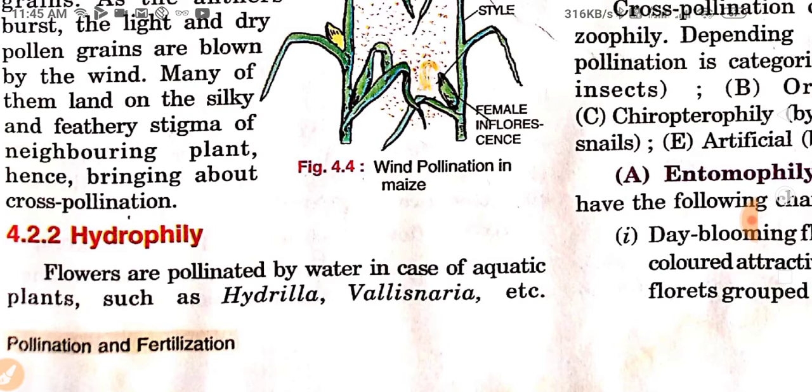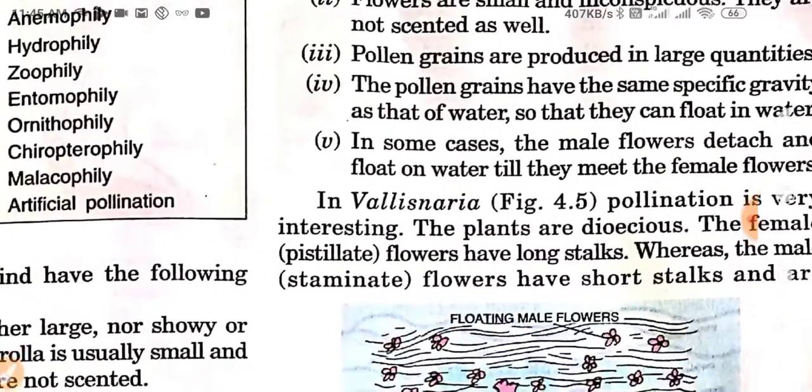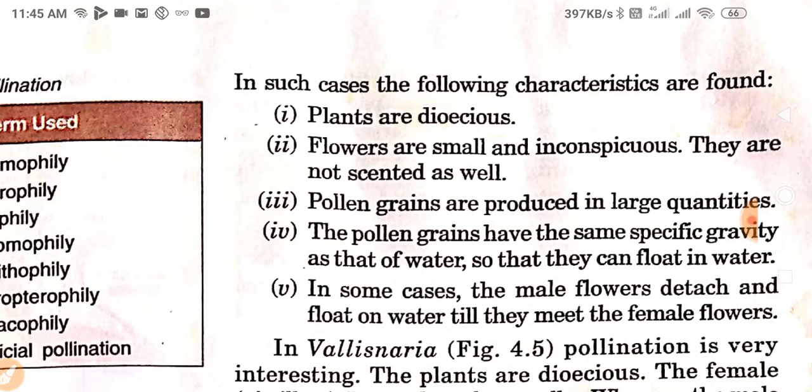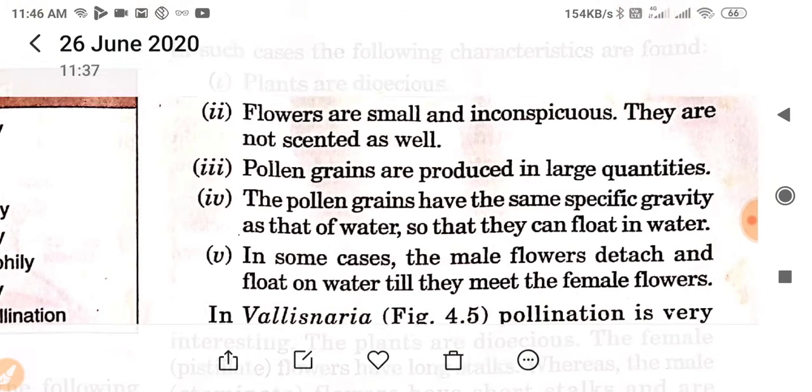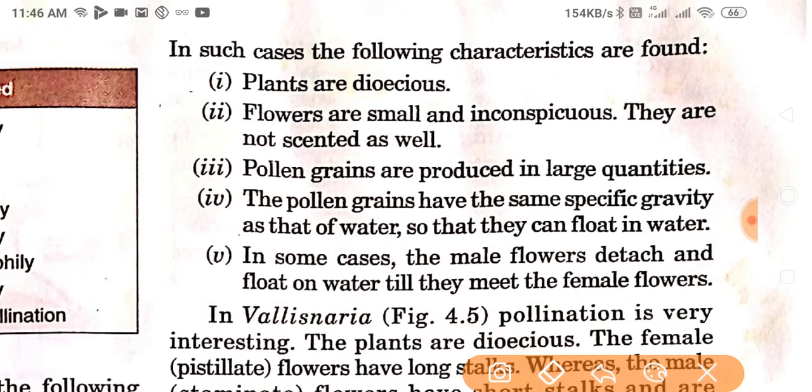It is known as hydrophily. Flowers are pollinated by water in the case of aquatic plants such as Hydrilla, Vallisneria, etc. In such cases, the following characteristics are found. For plants which are pollinated by water, these characteristics are found. First, plants are dioecious. Second, plants are small and inconspicuous. They are not scented as well. And pollen grains are produced in large quantities.